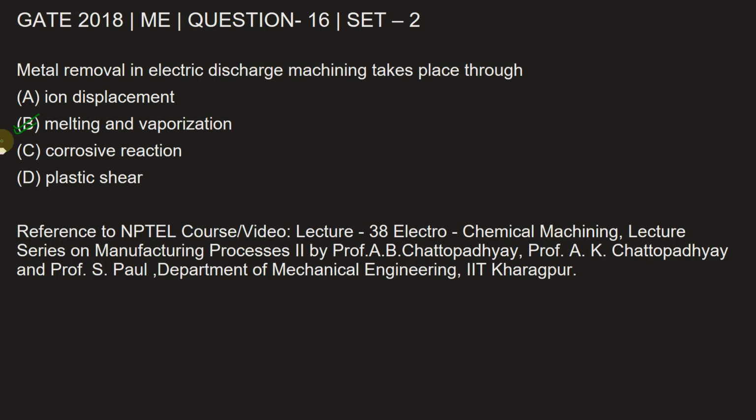Corrosive reaction, plastic shear and ion displacement are associated with other types of machining like electrochemical machining or abrasive jet machining or some conventional methods. So here the answer is melting and vaporization.